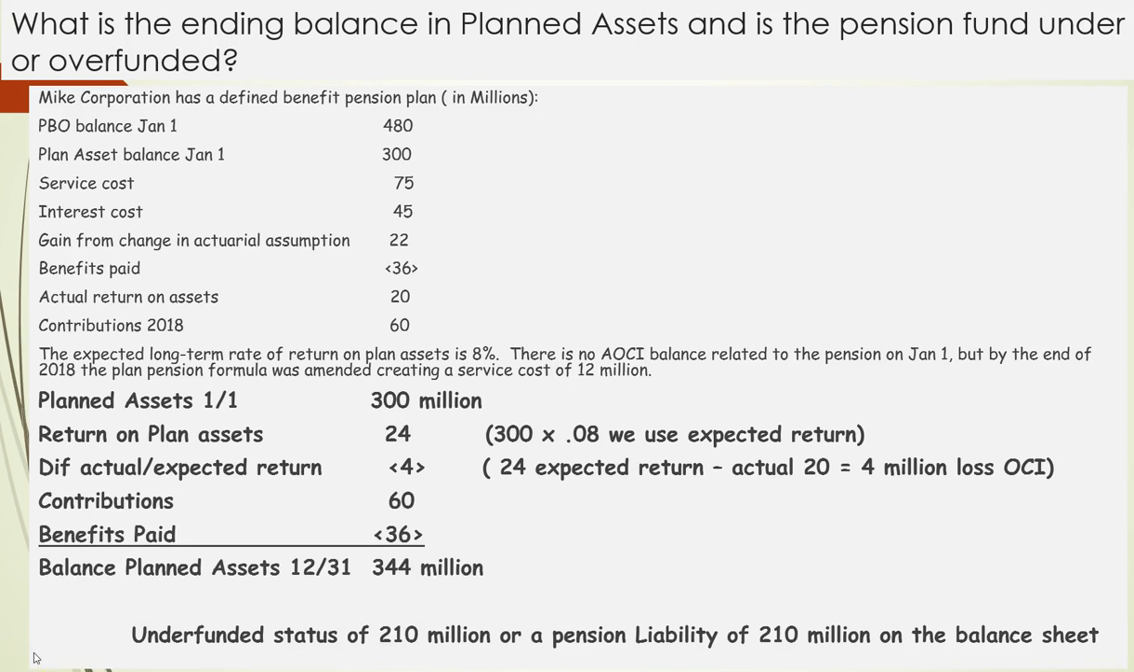million. Now, based on this, we are underfunded by $210 million. Which is the difference between the obligation and the balance in the fund. And that's what's going to appear on the balance sheet.